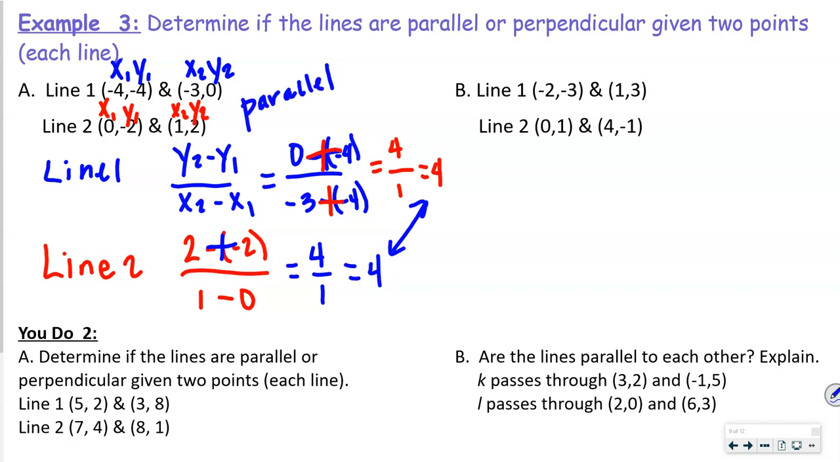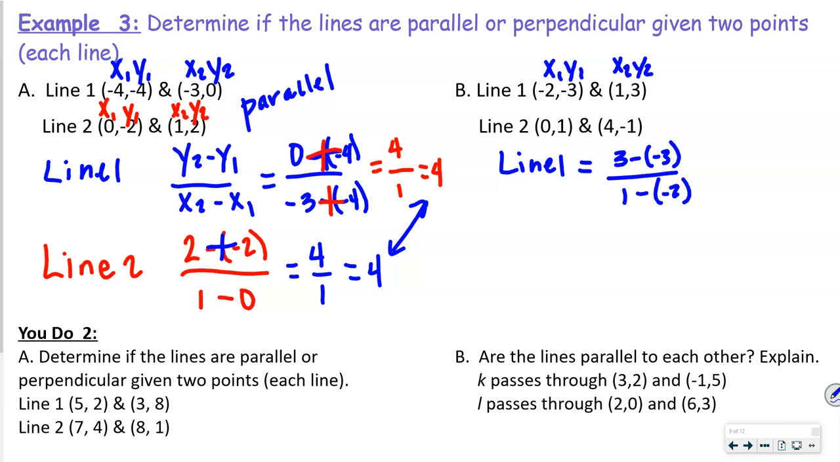Okay? We're going to do the same thing with B, and you can pause the video and do it yourself if you want to, or just hold on and we'll do it together. So we're going to do again line 1, label x1, y1, x2, y2. So this is going to be equal to 3 minus a minus 3 over 1 minus a minus 2.